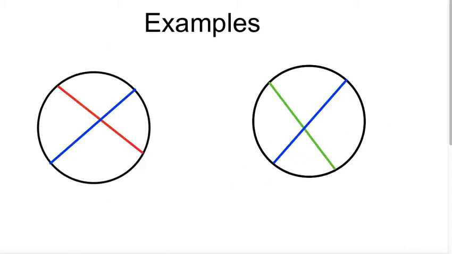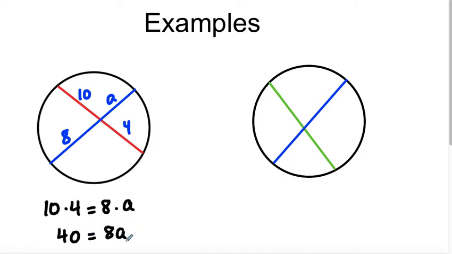Let's look at an example. I give you some chords. I have a red chord and a blue chord in this circle, and I tell you that this segment's 10, this is 4, this is A, and this is 8. All I have to do is 10 times 4 equals 8 times A. So we get 40 equals 8A, and so then A equals 5, okay?